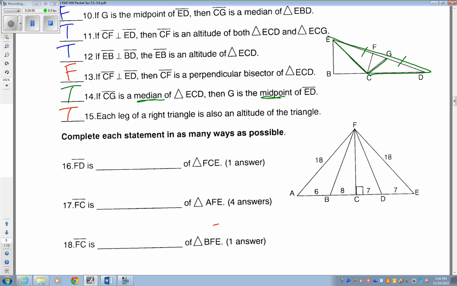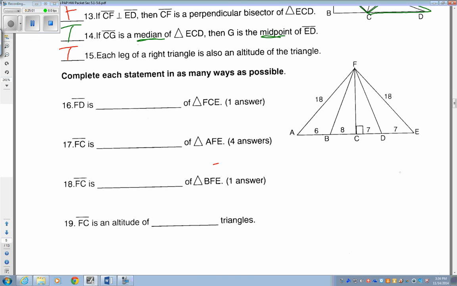All right, so now they're going to ask you, can you name the segment using the figure? So there's only one answer to number 16. FD, no, it's not an altitude. Here's FD. It goes here to here. Look at these numbers. So what is D? It's a midpoint, so it's a median.